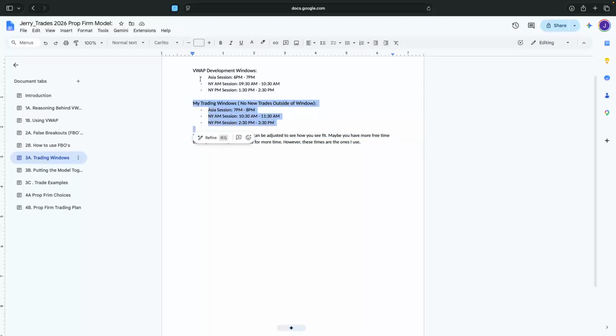For the VWAP development windows, the only thing I would recommend changing is you can make it shorter, but I would not go below 30 minutes. So if you want to trade earlier, this would be 6 to 6:30, 9:30 to 10, and then 1:30 to 2. That would probably be the lowest amount I would trust. You can trade longer, but I found that these times work the best because they really stop me from a lot of losing trades.